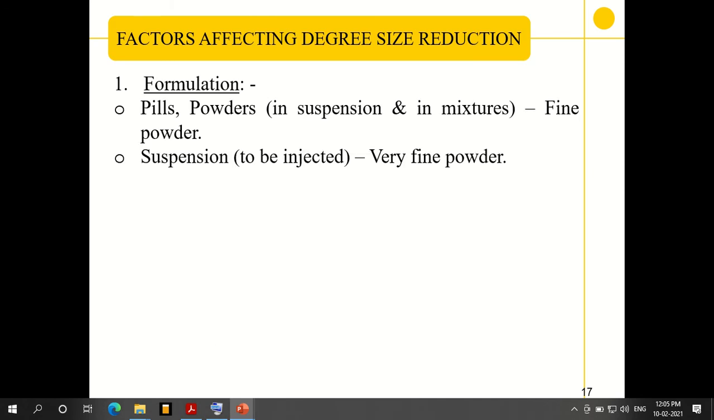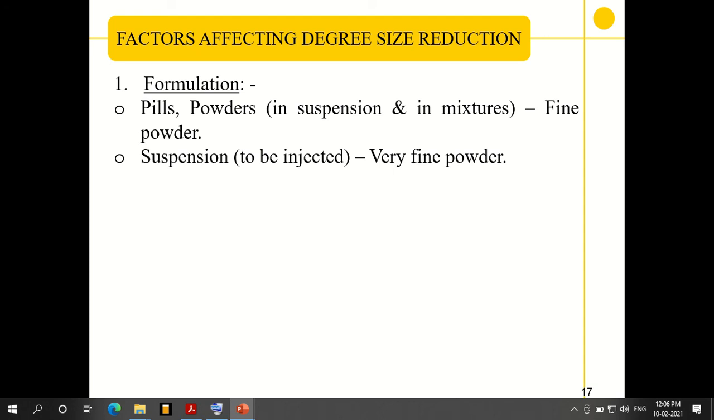Formulation aspect: what are the different formulations, and based on that, size reduction will be considered. Pills are there, powders in suspension and in mixture, fine powders. Suspensions which are to be injected should be a very fine powder. So if it is pills, size reduction will be of one type. Whether it is a suspension, the size of the suspension particle dispersed in a suspension is around 0.2 micrometer to 5 micrometers.